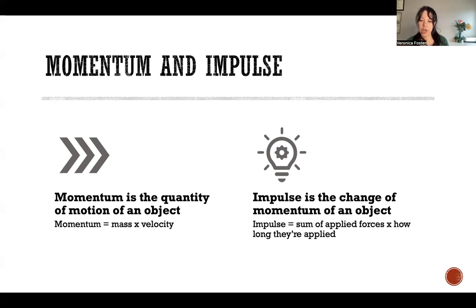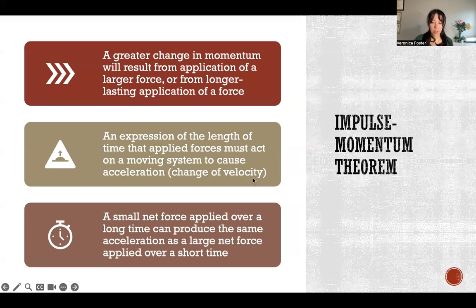So impulse is the change of momentum of an object, and we find it by multiplying all of the applied forces, so all of the forces that are acting on the object or the system. So that would include muscle force, gravity, friction, all sorts of forces. So when we add up all of the forces acting on the system, that is the sum of applied forces. And then we multiply that by how long the different forces are applied. And that is the impulse or the change in momentum.